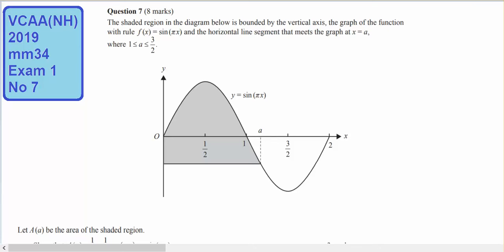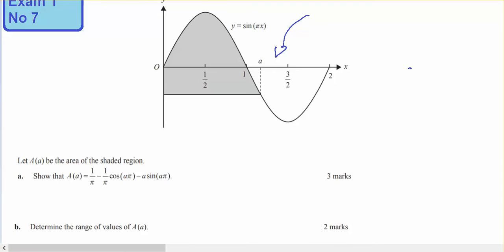This is for mathematical methods. It's VCAA NH Northern Hemisphere 2019 exam 1 question number 7. So we have a shaded region, the shaded region shown here. A goes between 1 and 3 on 2, so it's in that section in there. Okay. So show that the shaded region is given by this.